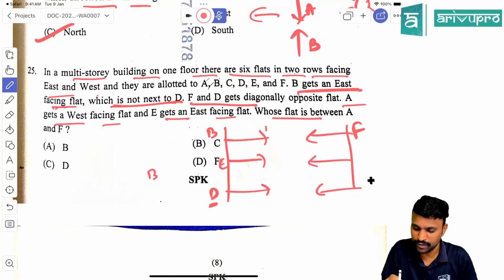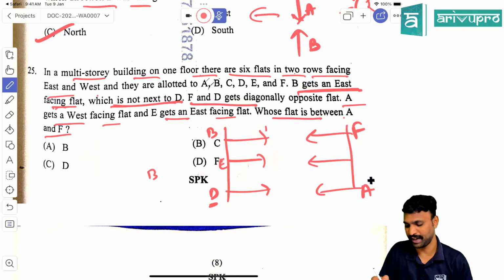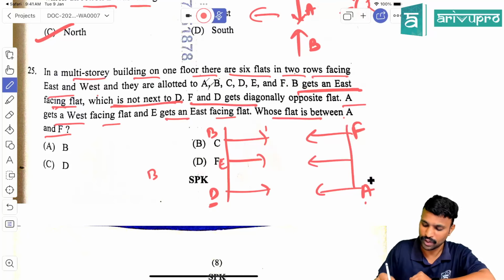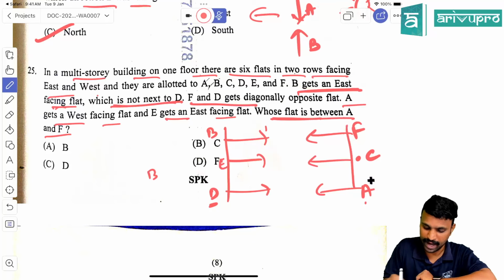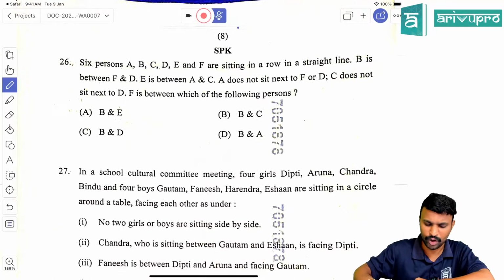All right, whose flat is between A and F? Guys, A gets a west facing flat. They're asking whose flat is between A and F. We got to know that A and F are west facing flats. So obviously the flat between A and F should be the remaining one. Which is remaining? A, B, C. C is remaining. So the question is whose flat is between A and F? So C's flat is between A and F. Have you understood? Moving on to the next question.